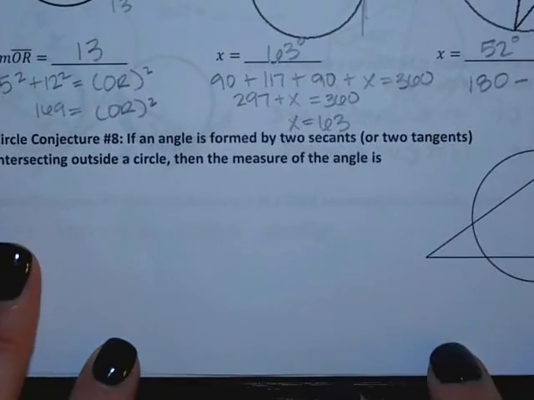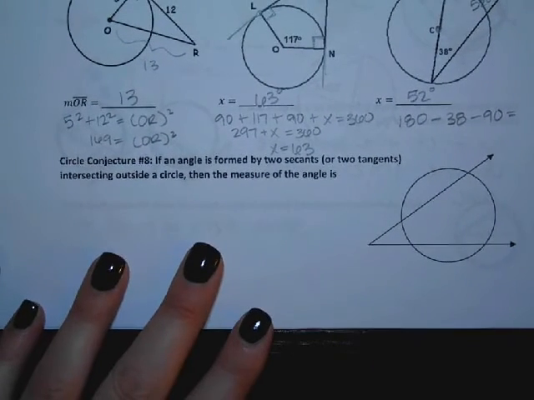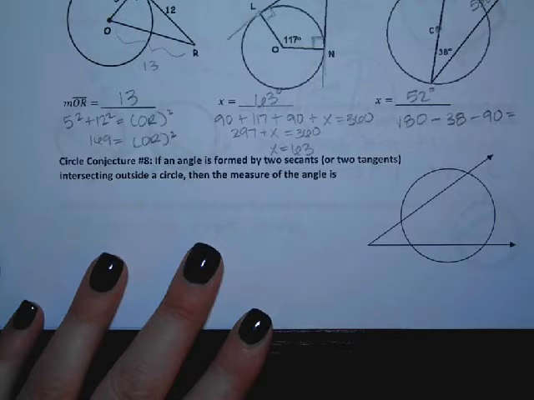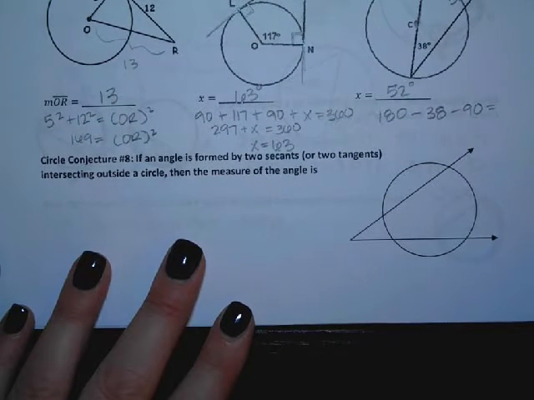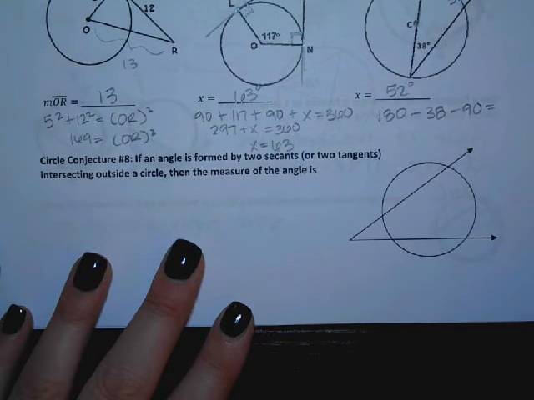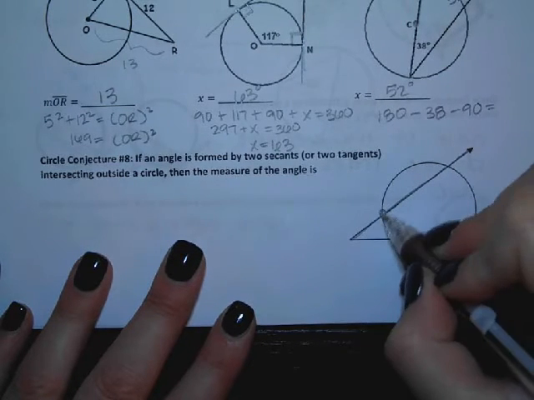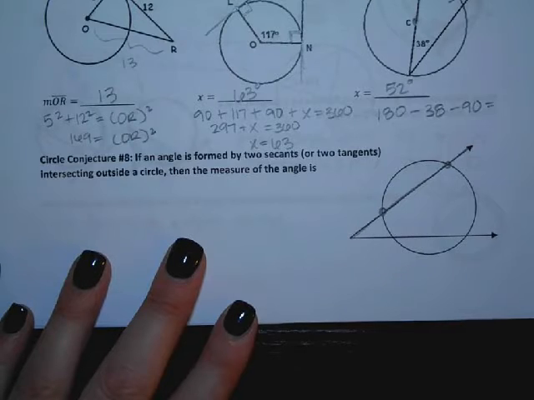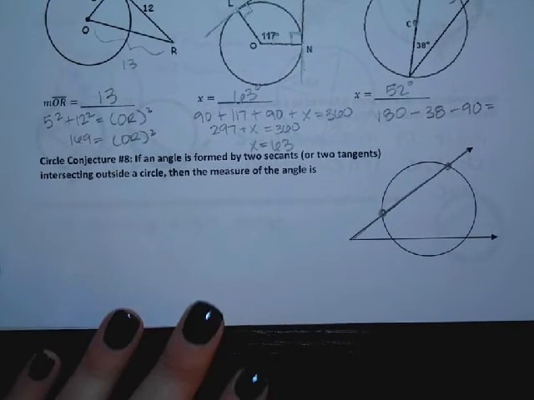All right. Circle conjecture number 8. If an angle is formed by 2 secants, what's a secant? Or tangents. So it says secants or tangents. A tangent line goes through the one point on the circle. What does a secant line do? It goes through 2 points. So this right here is a secant line because it hits this point and this point. That's a secant line.